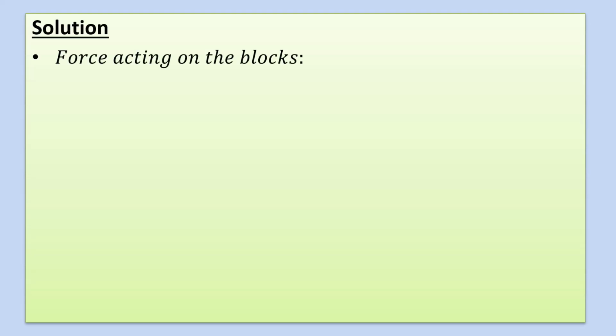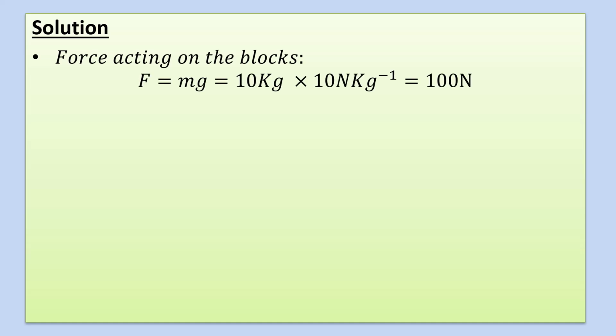So the first thing we shall do is to calculate the force acting on the blocks. The force is equal to mass times acceleration due to gravity. Remember the mass was 10 kilograms. Then acceleration due to gravity is taken to be roughly 9.8, or we can round off that to 10 newtons per kilogram. That gives us 100 newtons for the force.